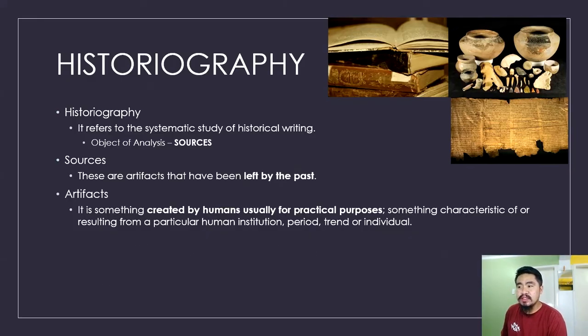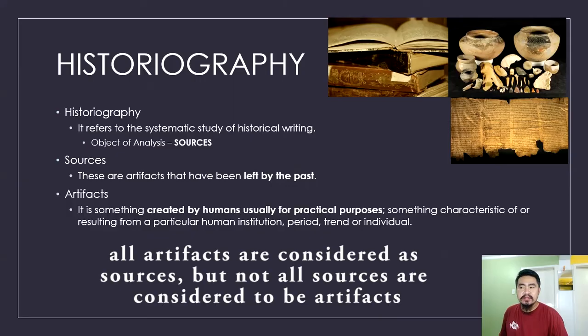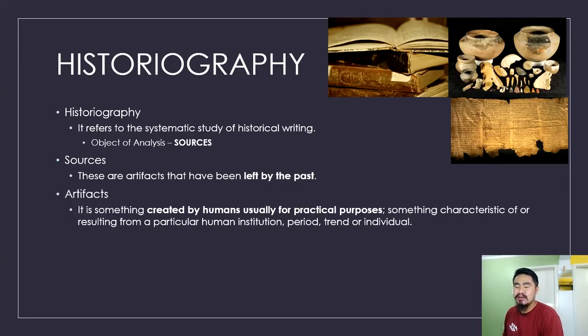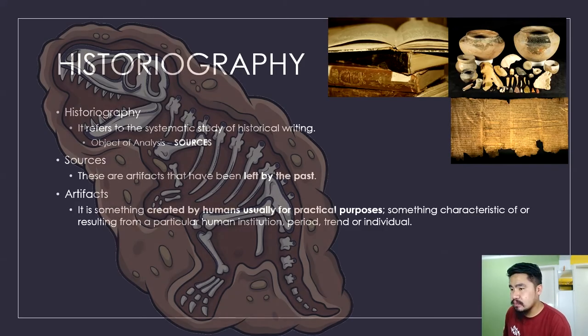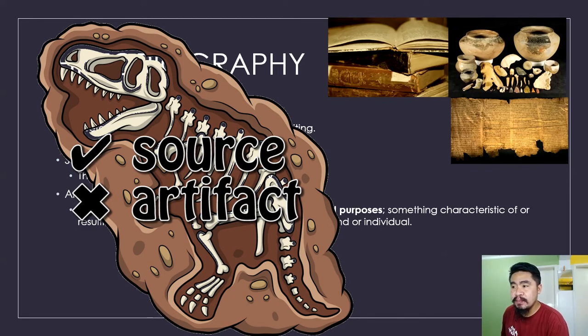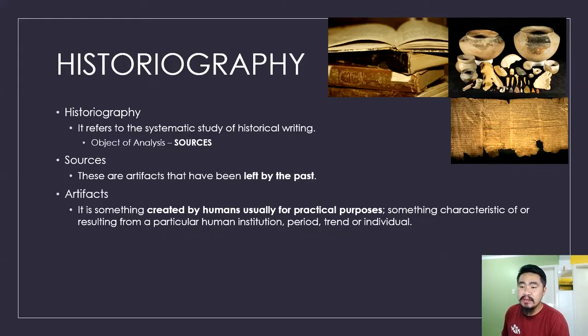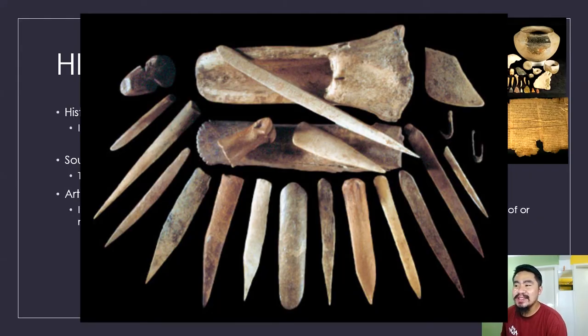Now, the difference between source and artifacts, source medyo general siya, while artifacts medyo specific siya. All artifacts are considered to be sources, but not all sources are considered to be artifacts. Now, to give an example would be fossils. So dinosaur fossils could be considered to be a source. However, hindi siya pwede maging artifact kasi hindi naman siya ginamit for human purpose or hindi siya ginamit for practical purpose. Yung fossil, pwede siya maging artifact pag ginawa na siyang tool ng tao. So, ganun yung definition natin ng artifacts, no?